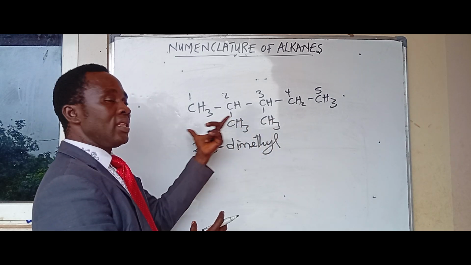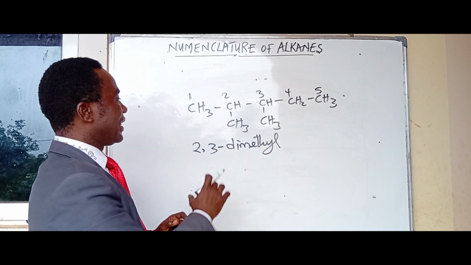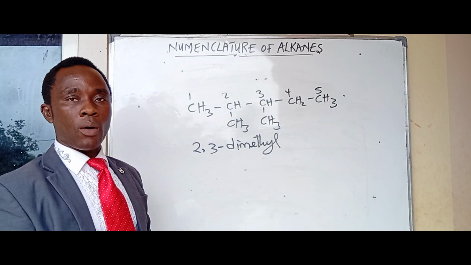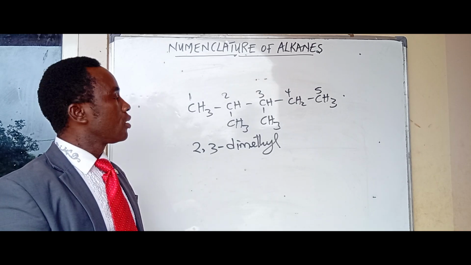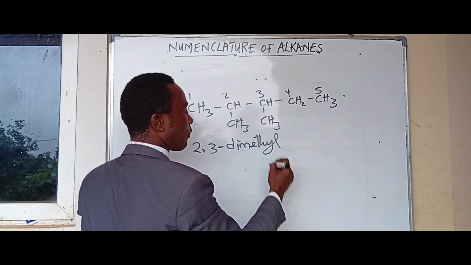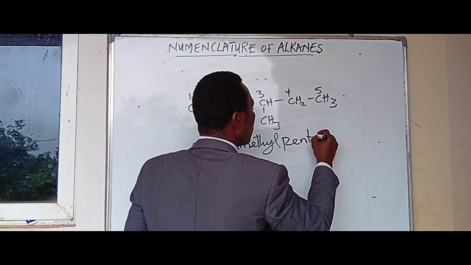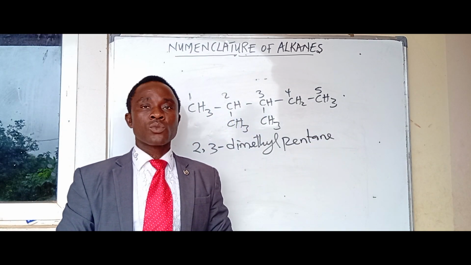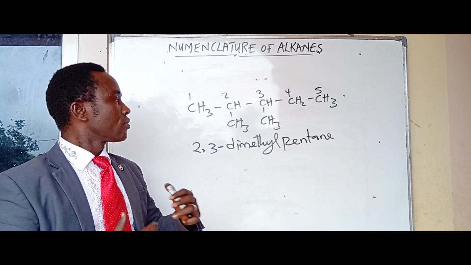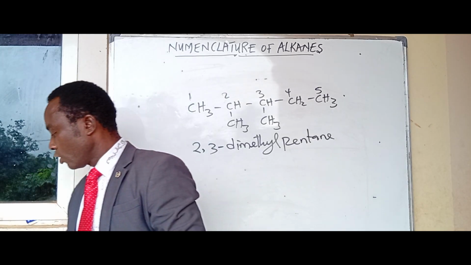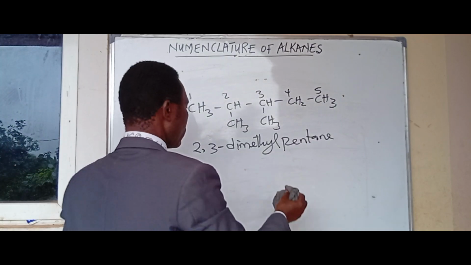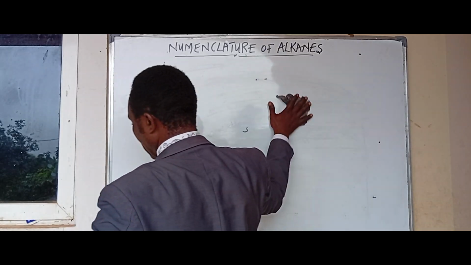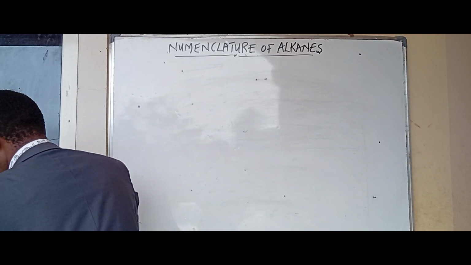Now, after having named the substituents, the next thing is to name the main compound, which is the parent compound with the longest unbroken carbon chain, and that is 5 carbons. That is pentane. So the compound is 2,3-dimethylpentane. Now, having known this, we need to go to the next rule.